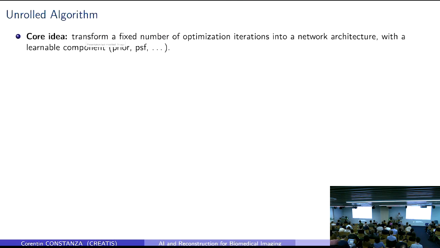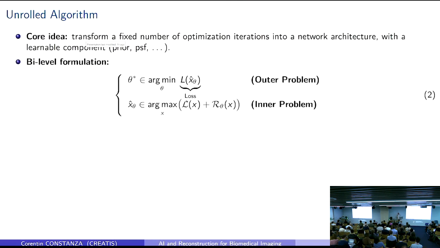So the core idea of unrolled methods is to transform our optimization scheme into a neural network with one learnable component. In our case, it will be the prior, but if we were doing, for example, blind deconvolution, it could be the operator, the convolution kernel, basically. So it's really flexible. To do that, we have to solve a bi-level optimization problem. The outer problem is the classical machine learning problem, where you try to optimize some weights subject to a loss function. And the inner problem is the classical SPECT optimization problem.